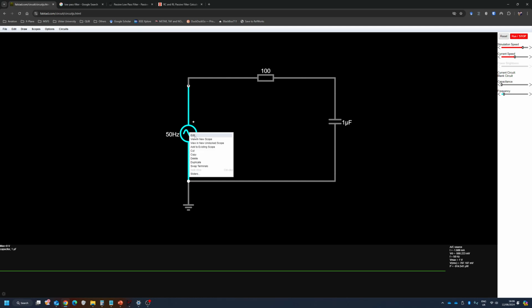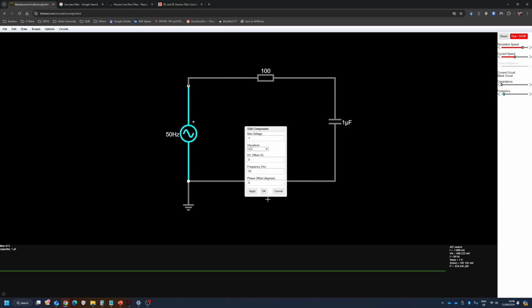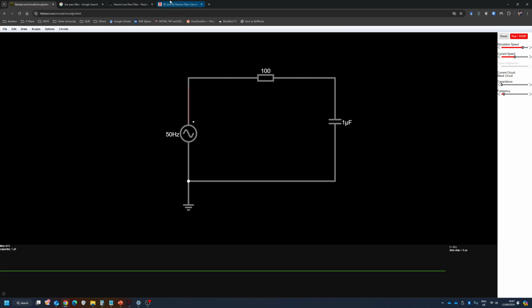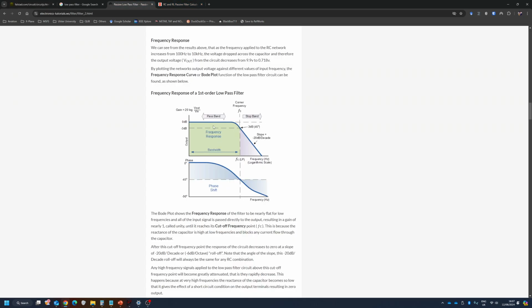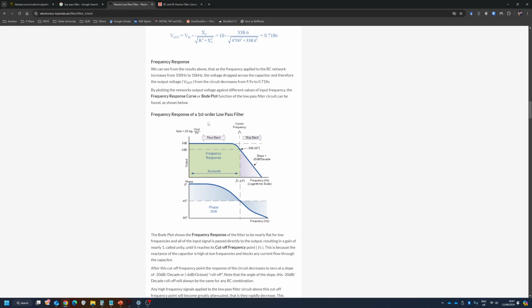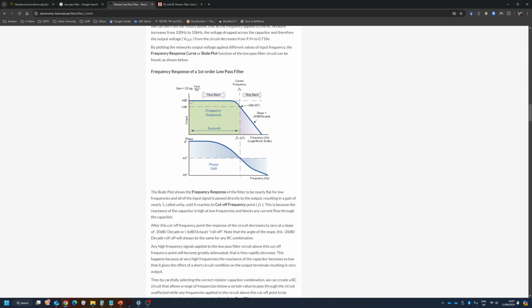To do this, I just right click here, edit, and put AC. I have a 100 ohm resistor and a 1 microfarad capacitor. And by just looking here, we see that for a first order low pass filter, we have our pass band up until the point we reach a frequency at which the amplitude is half of the amplitude that we had before.